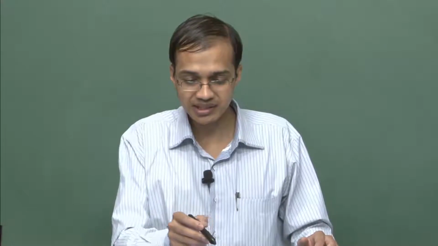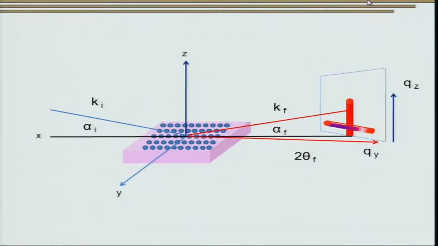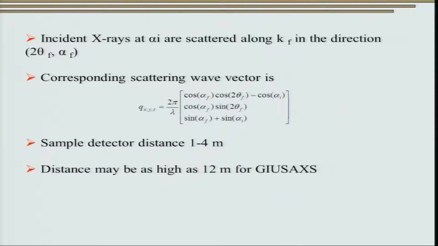So, you know that incident X-rays at alpha i are scattered along kf in the direction 2 theta f and alpha f. If you go back to the previous slide, you see that there is this kf at 2 theta f and alpha f, which is out of the plane, as well as in the plane it is reflected at 2 theta f. So, this is what is given over here. You can always define a corresponding scattering wave vector using the geometry as q_xyz, 2 pi by lambda times this particular matrix. Remember, this is in 3D.